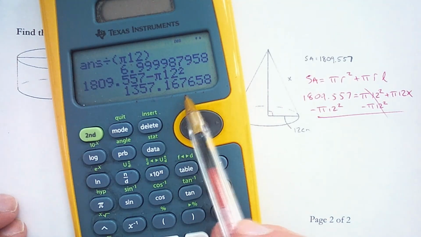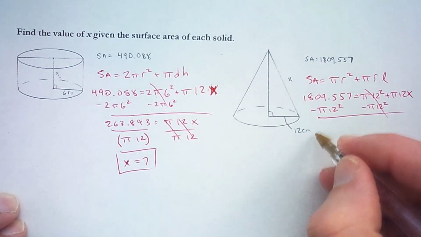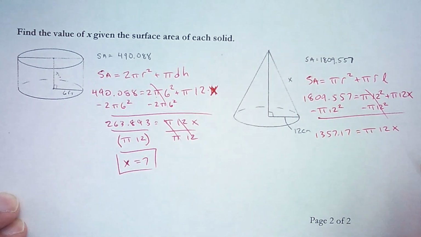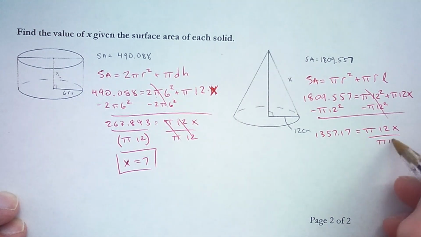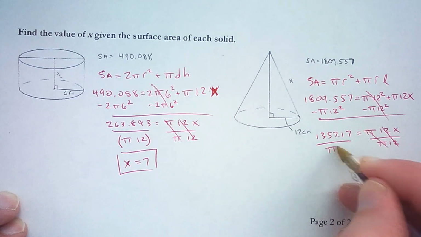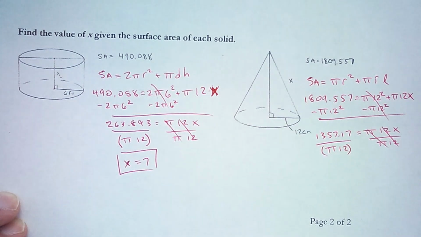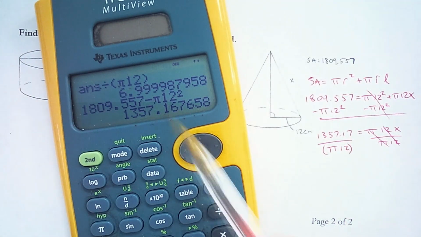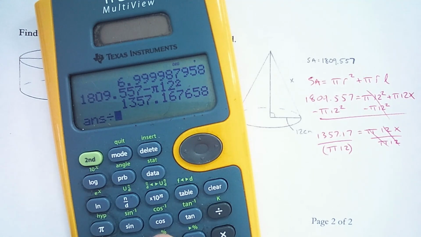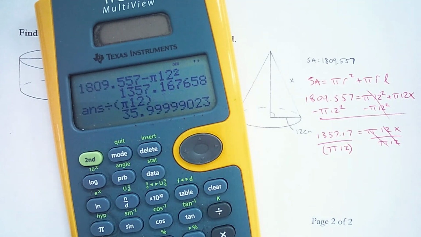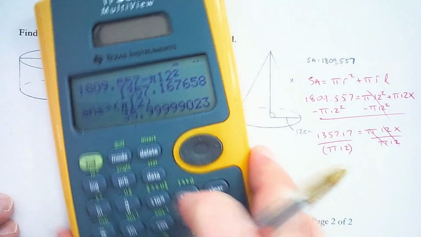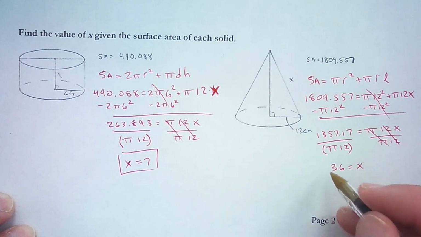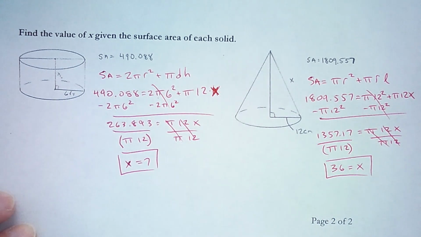Okay, so I get 1357.17 equals pi 12x. And I can divide by pi times 12 to cancel these. This time I need to put in parentheses, so I'm dividing by both. And again, I'm not going to use my rounded number. I'm going to use the number that's already here, divided by parentheses pi times 12. And I get 36. So x, the slant height, is 36.